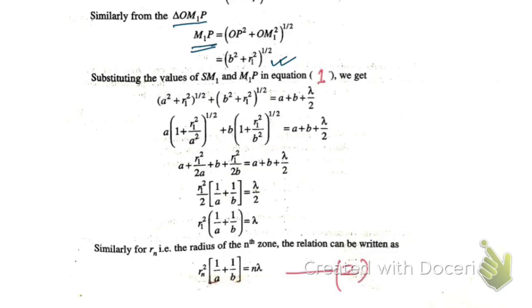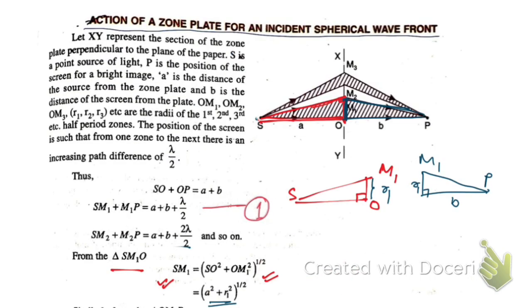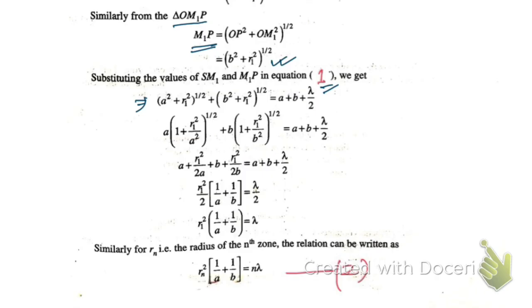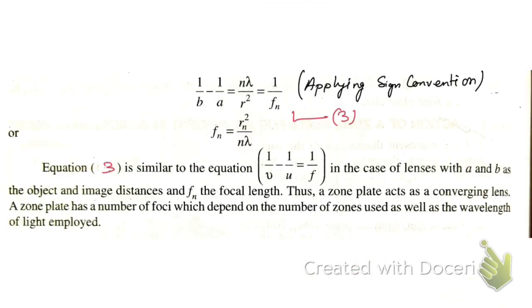So now let us use these values in equation number 1. So we're going to use this in equation number 1 here and here. So using Pythagoras theorem, we have got M1S and M1P, and we have put those values here. Okay, so then we have got this. So after simplifying this, we have got this result. Okay, so this is for R1. Similarly for Rn, we will get this relation. Then if we use the sign convention, then we will get this, right?